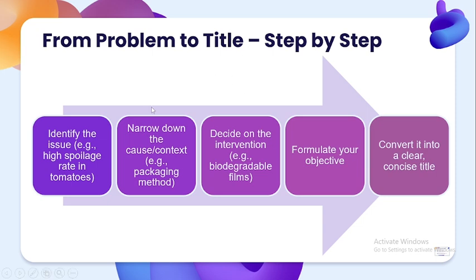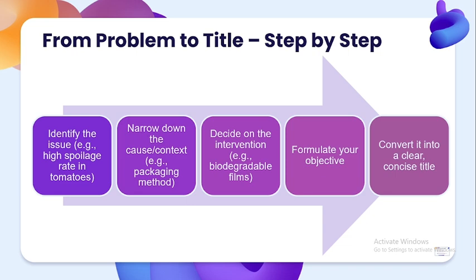Firstly, identify the issue. So it could be, as mentioned here, high spoilage rate in tomatoes. It could be the low storage life of any sauce or mayonnaise or anything. It could be the bad texture of a specific jam. I hope you are getting the point. There could be many things you can consider from one single problem. So we have to identify which specific thing we are going to address. That is the second point, that narrow down the cause or context.